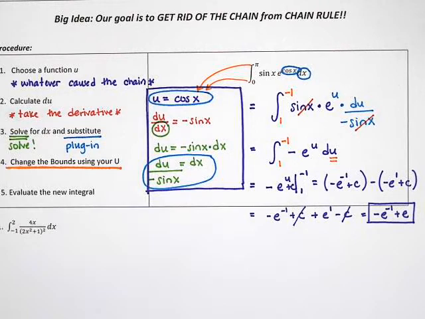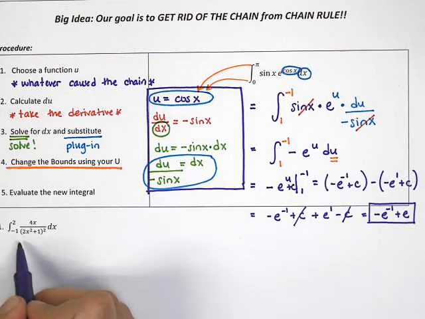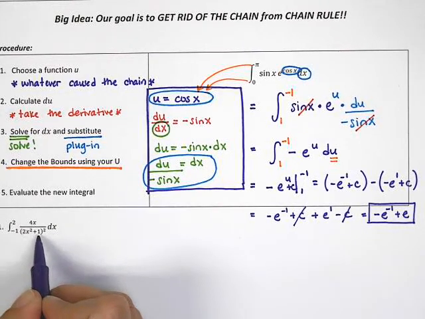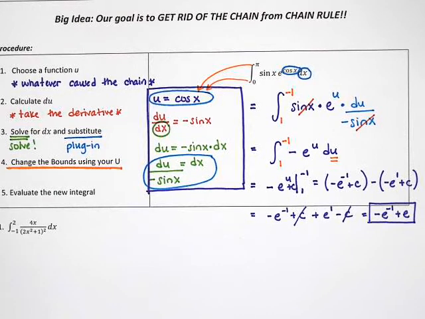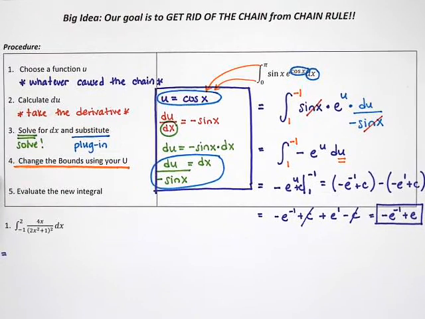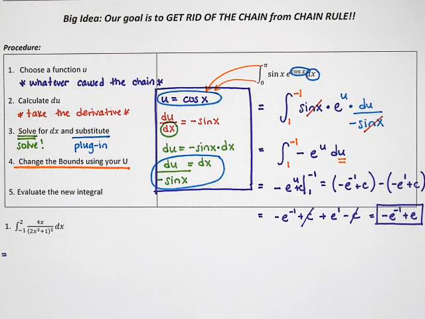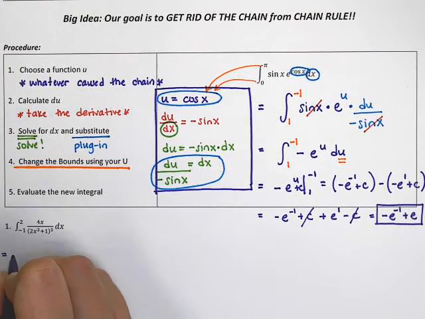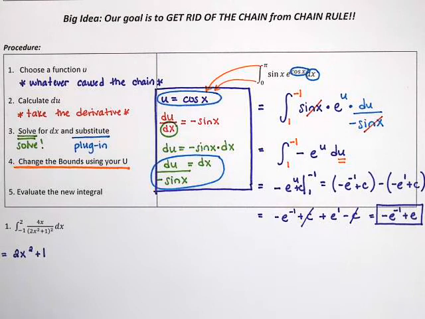Now in this problem, I'm noticing that in the denominator, I have 2x squared plus 1. And having that in the denominator would have caused me to use a chain rule because I would have needed to do the derivative of the inside of that. So the derivative of 2x squared plus 1 would have caused a chain. So u is going to be 2x squared plus 1.